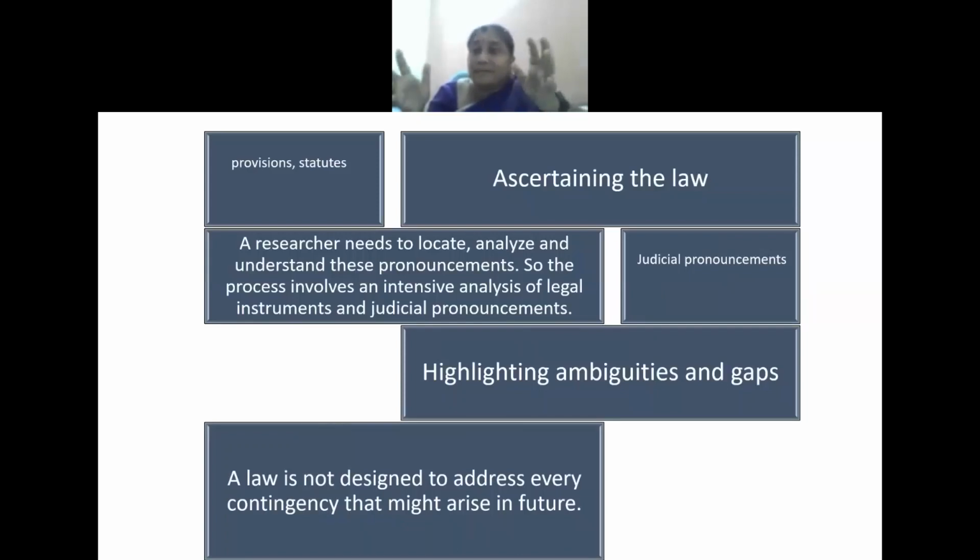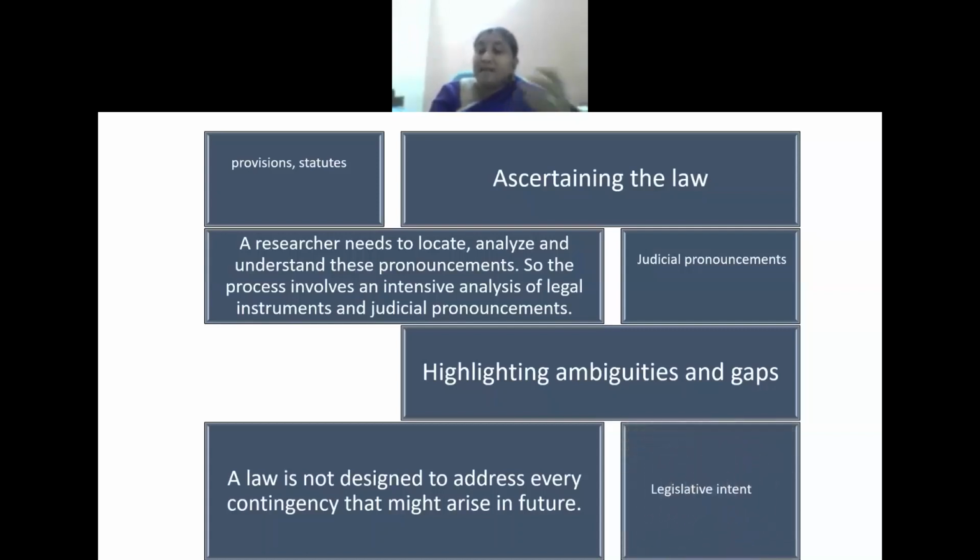A law is many times not designed to address every contingency that will arise in the future. That's why we have amendments, right? The purpose of amendments itself is that only. Definitely there will be ambiguities, or definitely a case would change the whole scenario. Amendments would be needed. So a legal researcher, while collecting data, has to keep in mind where we are proceeding. So only with cases also, researches can be done. And the legislative intent has to be brought forward through reading these judgments.